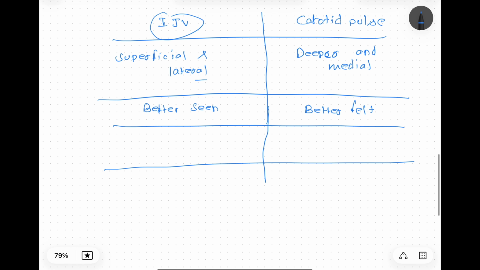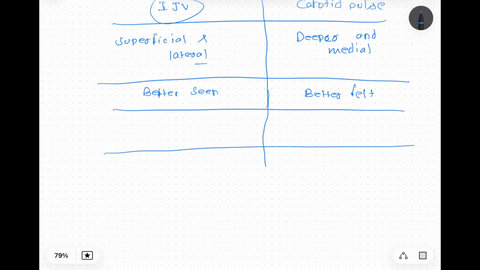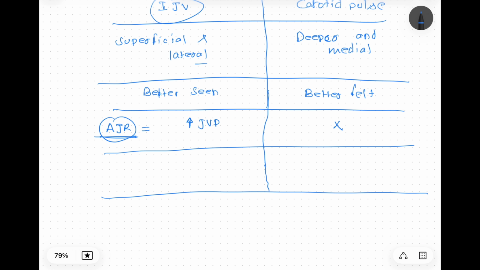Next is the abdominojugular reflex, or hepatojugular reflex. This means any abdominal compression can elevate JVP, whereas abdominal compression has no effect on the carotid pulse. The next differentiating point is that any digital compression can abolish the JVP pulse or pressure, whereas there is no effect of digital compression on the carotid pulse.